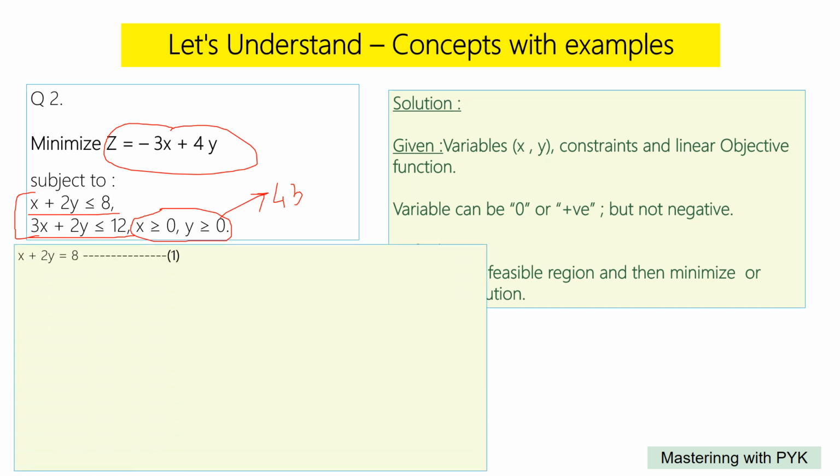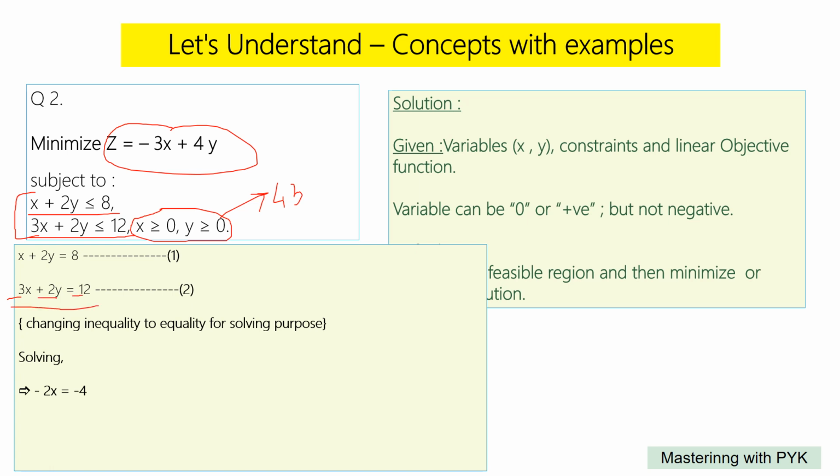objective function. So we'll convert these inequalities into equality equations, and on solving, what will we get? We will subtract both the equations from one another. So this will get cancelled, and this will be -2x = -4. So solving, we get x as 2. Putting the value of this in equation 1, we get y as 3. Right? So this is our first point.